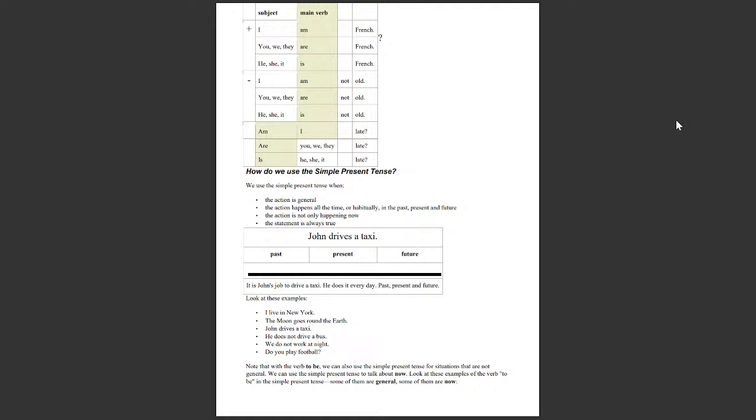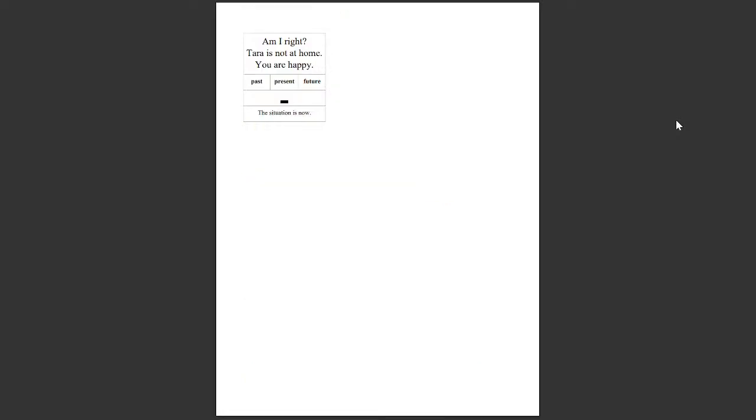Do you play football? Note that with the verb to be, we can also use the simple present tense for a situation that is not general. We can use the simple present tense to talk about now. Let us see examples of the verb to be in the simple present tense. Some of them are general and some of them are now. Tara is not at home. You are happy. This is the present tense. The situation is now.